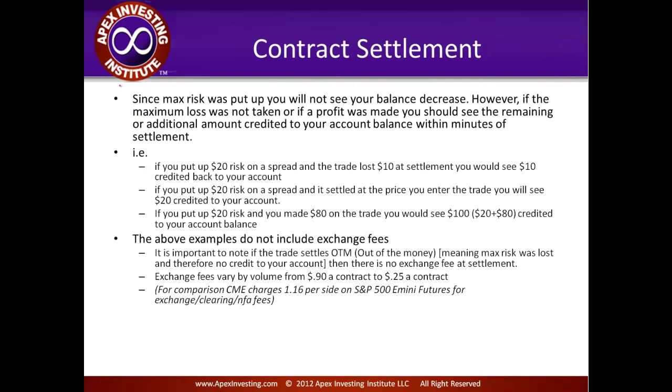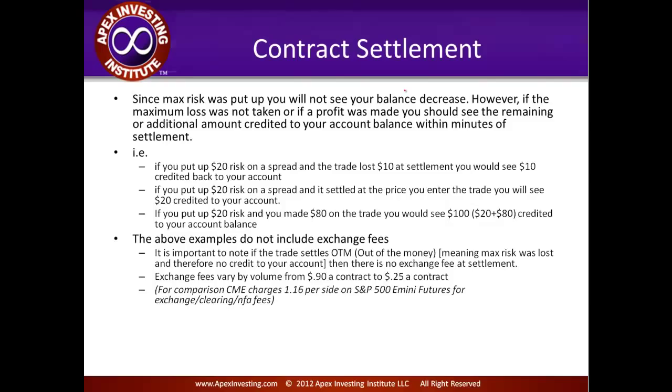A couple of important points you want to know: maximum risk was put up. So you're not going to see your balance decrease at the end of the trade. It decreases the moment you put the trade on, because they take the capital allocation out, since you put up maximum margin, maximum risk, immediately the second you place the trade.